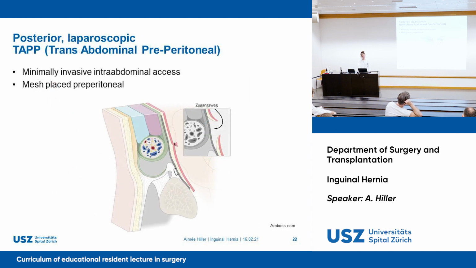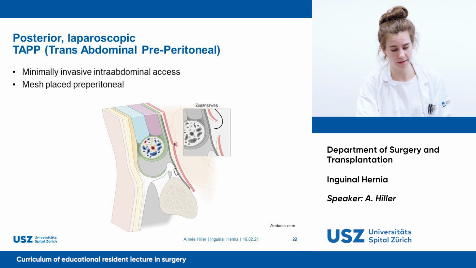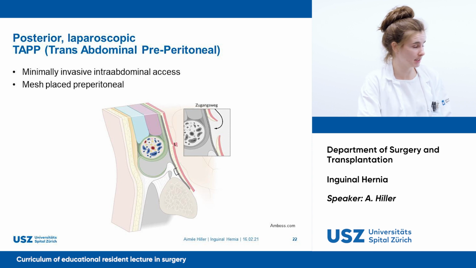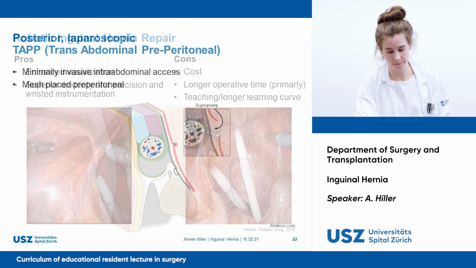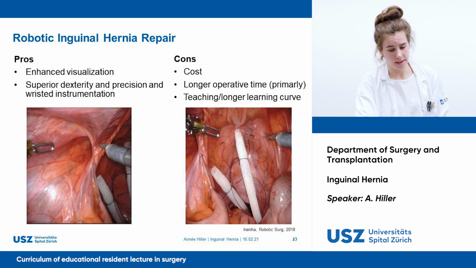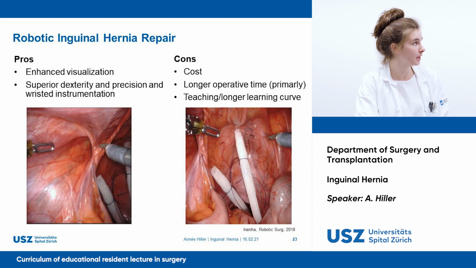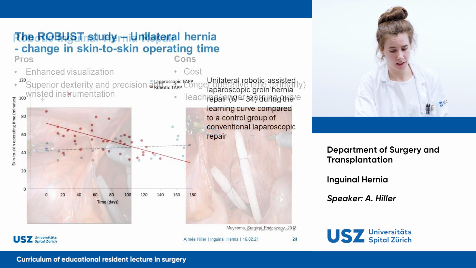And then the second endoscopic approach is the TAP, which stands for transabdominal preperitoneal. It's also minimally invasive, but you use an intra-abdominal access, and then you place the mesh at the same location, preperitoneal. Last but not least, we have the robotic inguinal hernia repair. Here we have enhanced visualization, superior dexterity and precision, but on the downside we have higher costs and longer operative time, at least primarily, and also a longer learning curve.